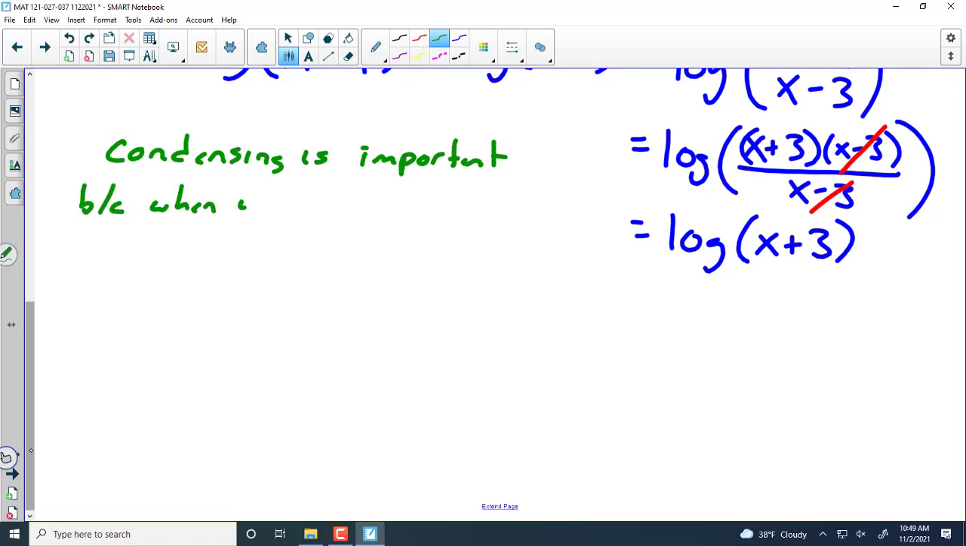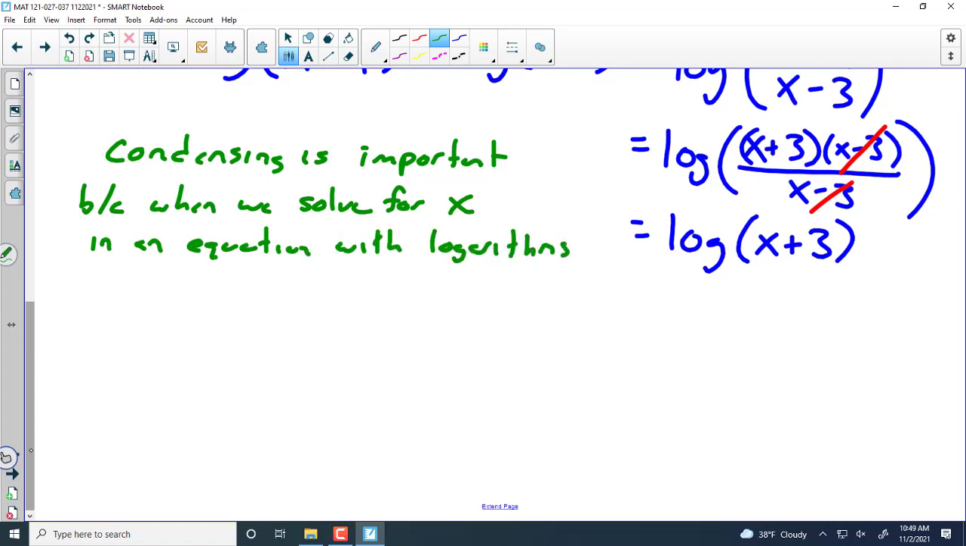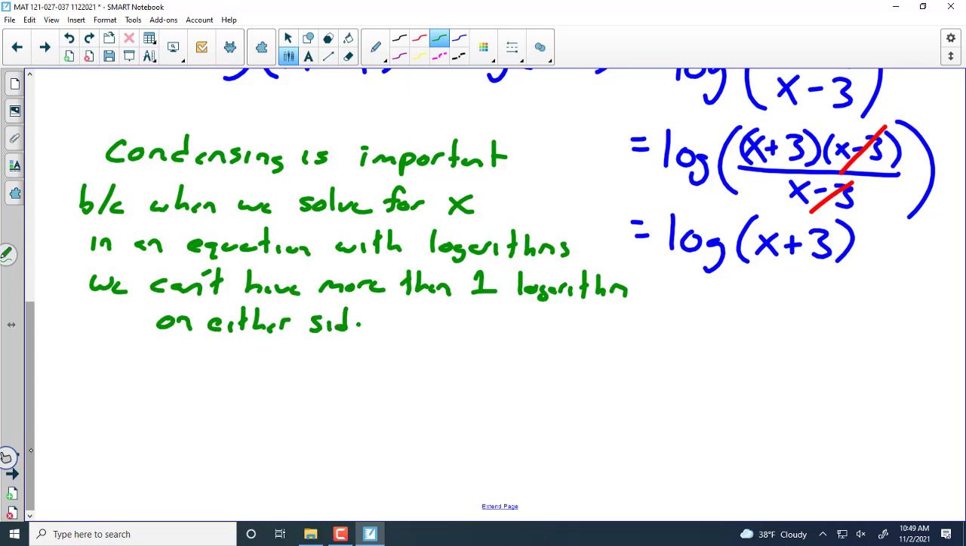Because when we solve for x in an equation with logarithms, we can't have more than one logarithm on either side of the equation. We can't have multiple logarithms on the same side of the equation. And so we need to condense them to turn many logarithms into one logarithm.